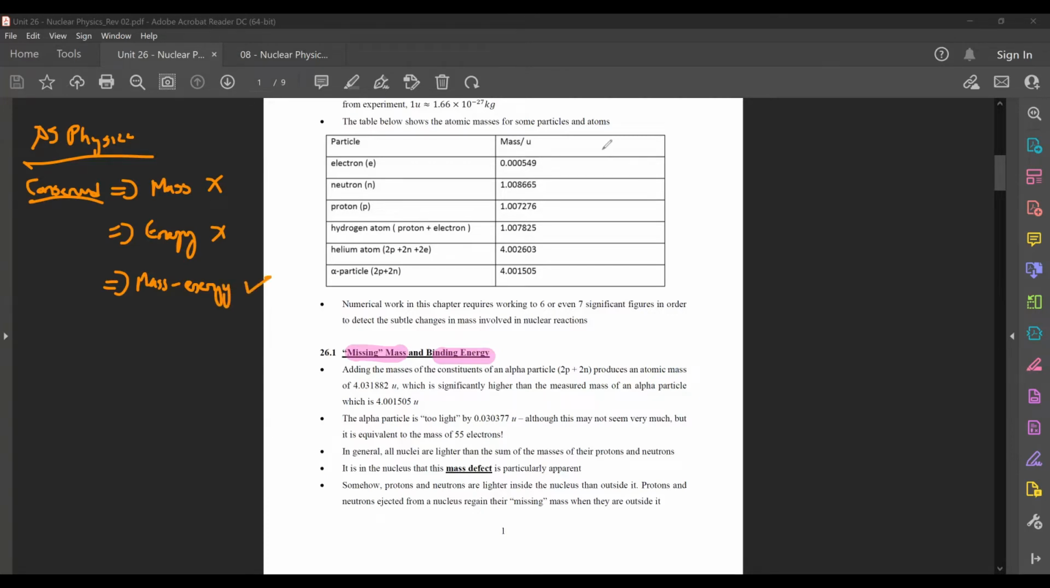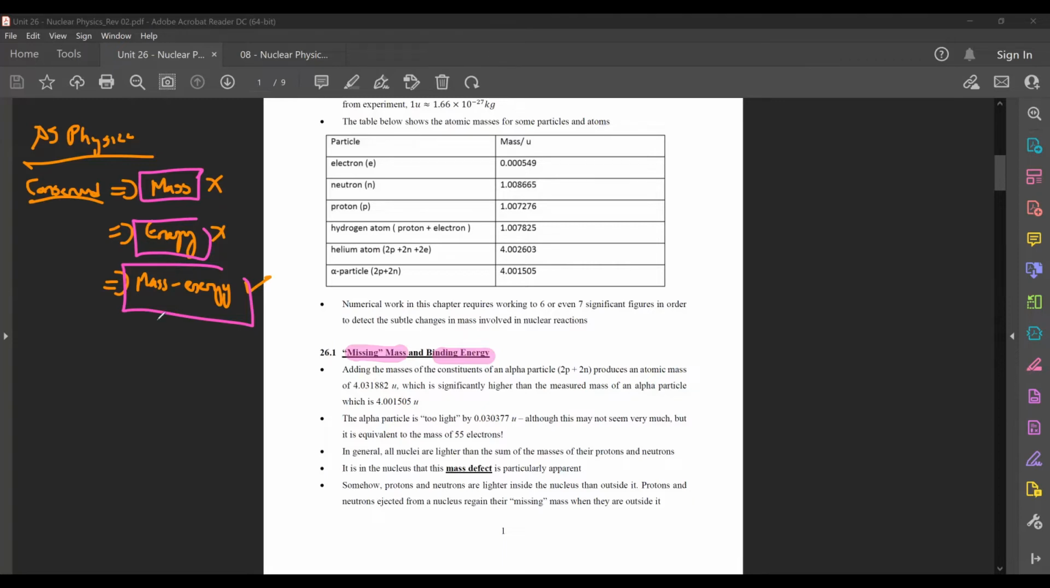When they ask you what are the quantities conserved, you will say proton number conserved, nucleon number conserved, momentum is conserved. But then when it came to mass and energy, you cannot say mass is conserved or energy is conserved. Instead, you need to say mass energy is conserved. All right. There's a reason why we say that mass energy is conserved here. Now, an example of that is this.